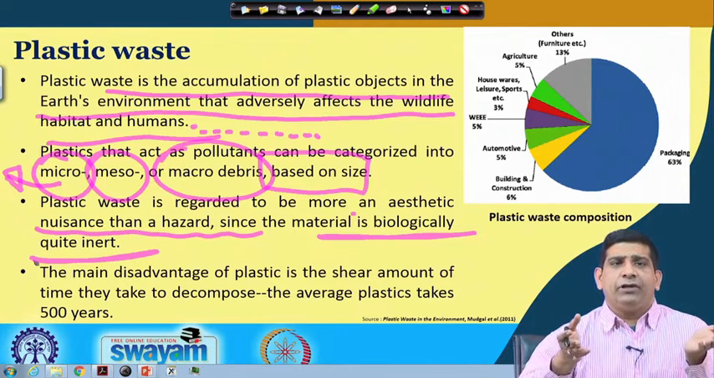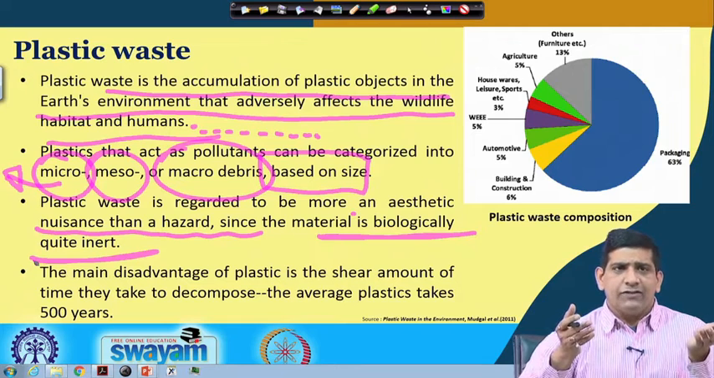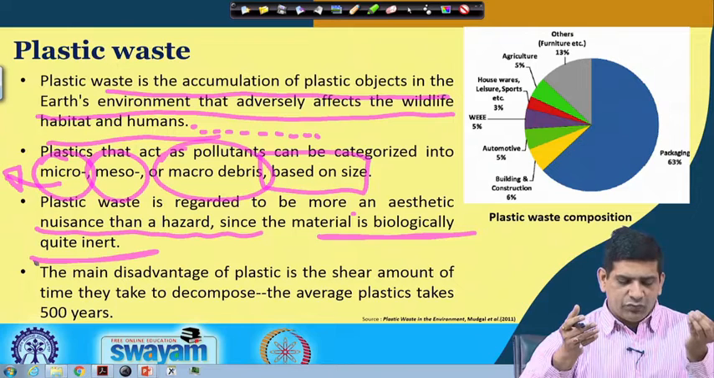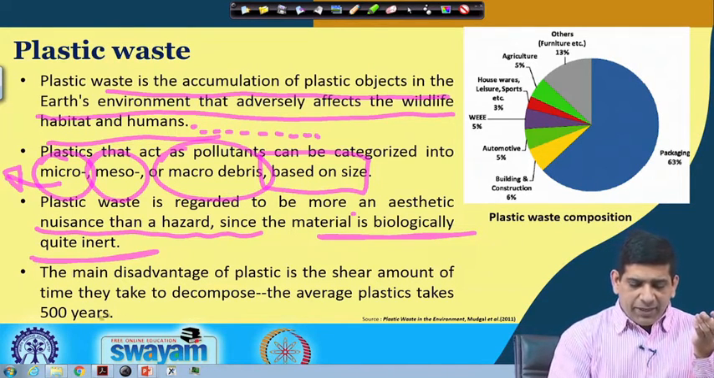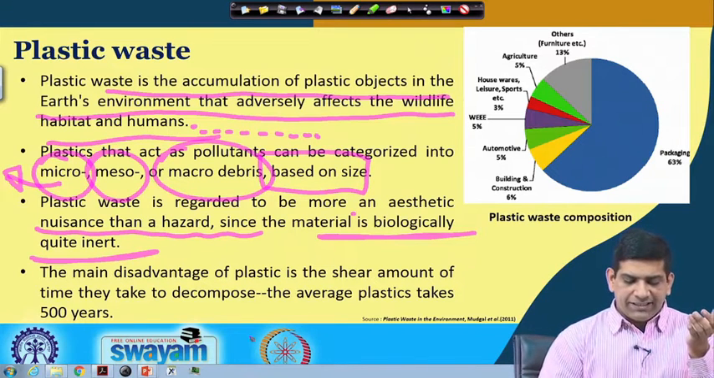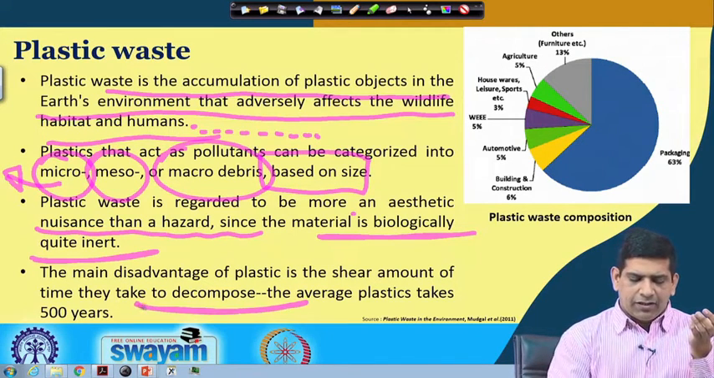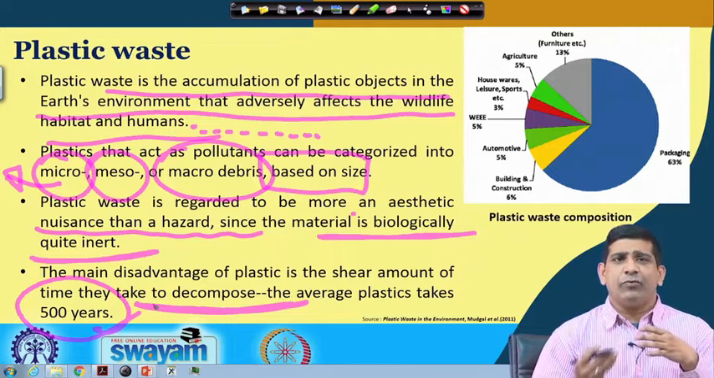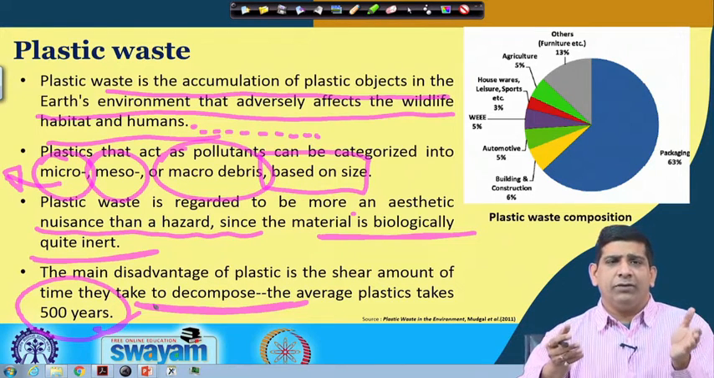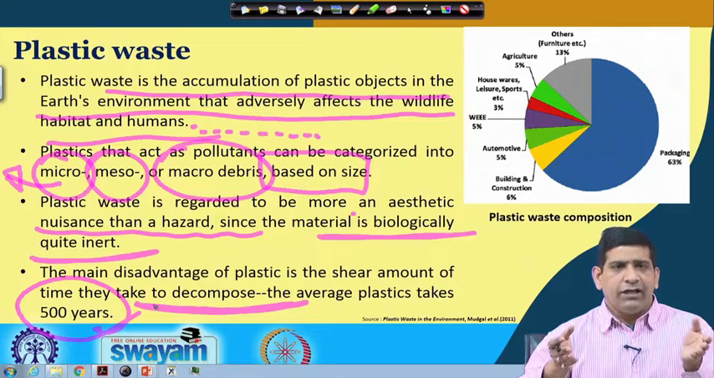But at the same time, we don't want plastic in food, we don't want plastic in our water, we don't want plastic in our salt. So plastic has certain toxicity associated with it as well. We'll be looking at those aspects. The main disadvantage is the sheer amount. It does not decompose. The average plastic takes more than 500 years to decompose. So plastic is a problem that way. It does not decompose very easily. It takes a very long time to decompose, and that becomes an issue.